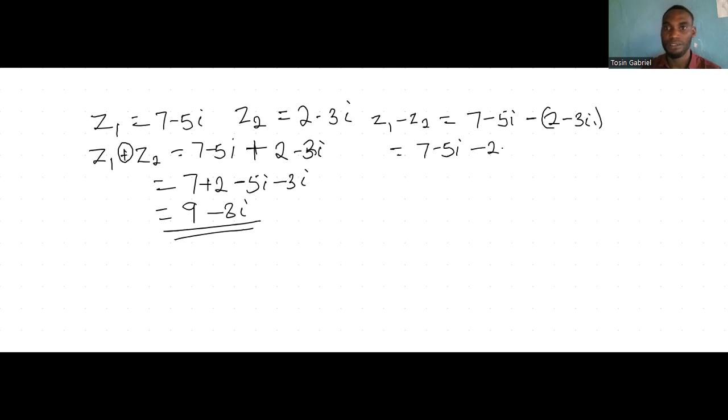This is going to be minus 2. Minus multiplied by minus is going to be plus, and we have a 3i. Now again, the real part will go with the real part, and the imaginary will go with the imaginary. So we're going to have 7 minus 2, and minus 5i plus 3i, which is going to be 5 and, of course, minus 2i. So it's as simple as that.